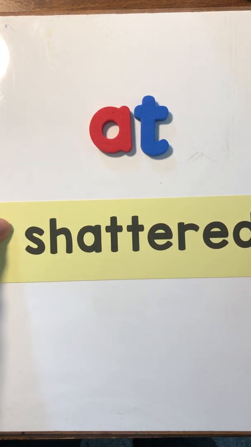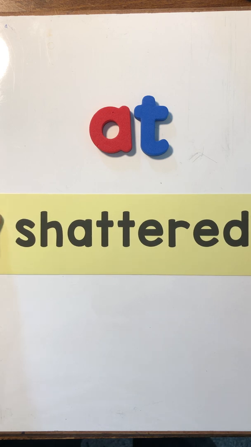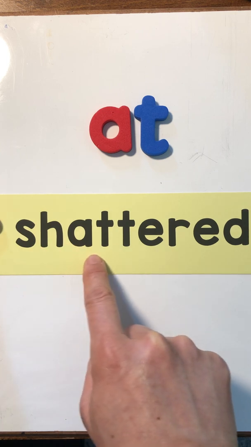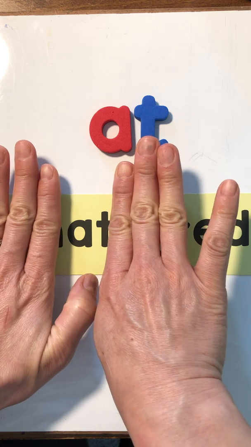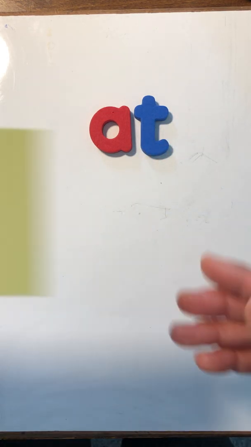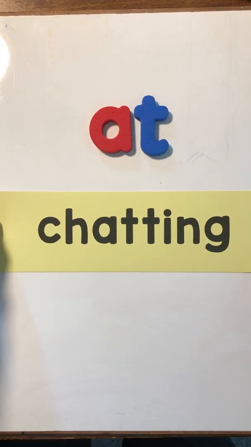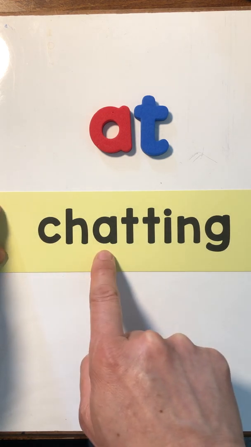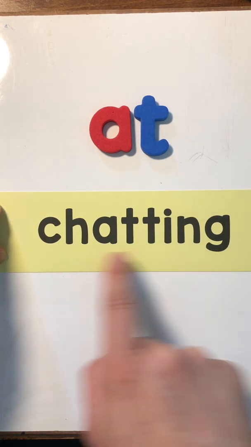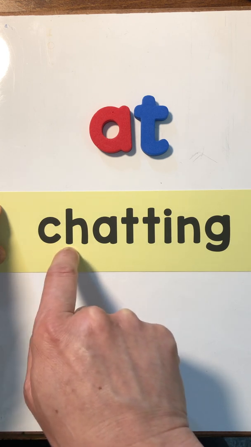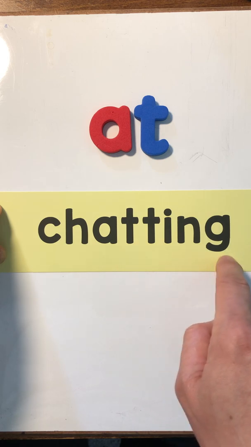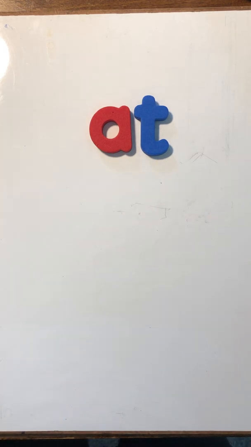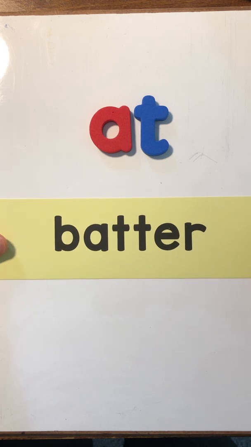Here's another one. Something might happen to your confidence. A window, maybe. Shattered. And there is your at. Something you shouldn't be doing in class with your friends when the teacher's talking, right? Atting. So here we have ch. It's called a digraph. Two letters that make a sound. Ch. Atting. I-N-G. Oh, looky here, right?